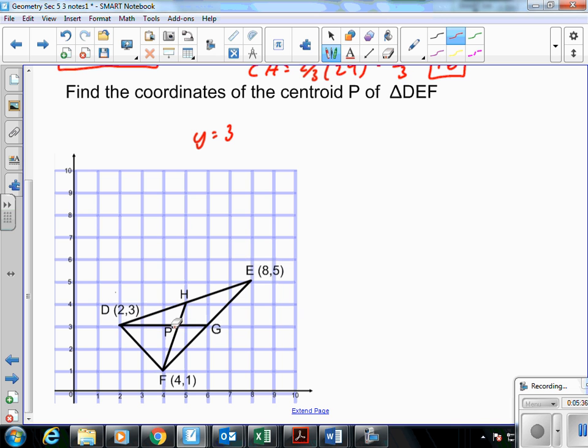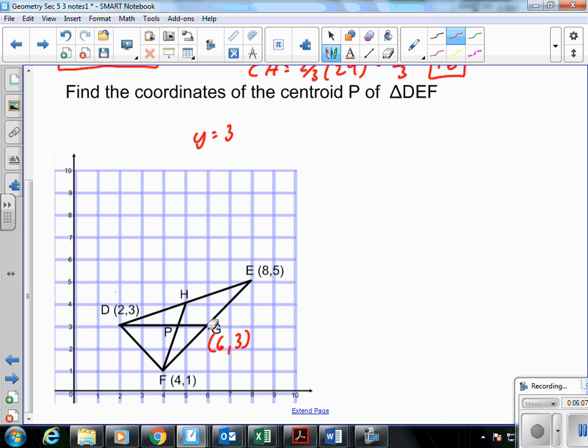What we've got to figure out is what's the X coordinate? How far between 4 and 5 are we actually at here? So we know what D is. It's 2, 3. And G very clearly is at what looks like 6 on the X and 3 on the Y.